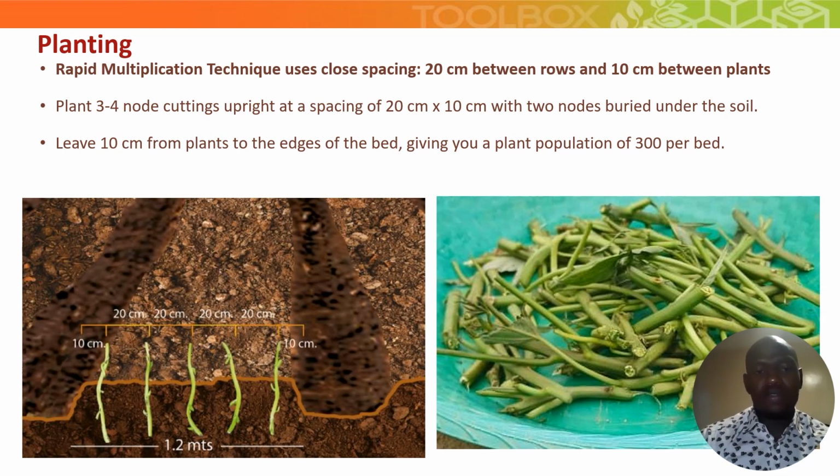So if you leave 10 meters from the edges of your bed, you will have 5 rows, and each row will have a plant population of 60 plants. And if you multiply this by 5, it means your bed will have 300 plants.